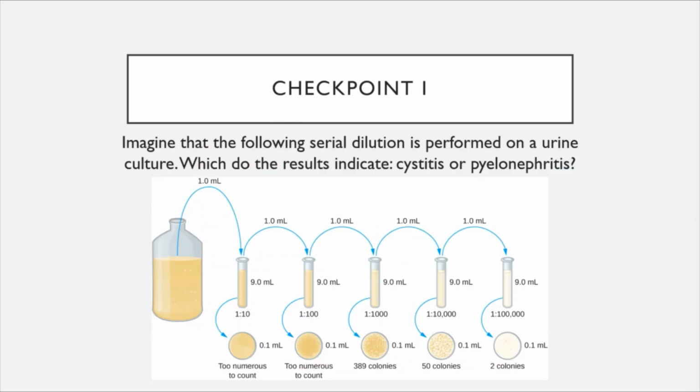So now let's take a look at a checkpoint. What you see here is a cartoon of a serial dilution of an original culture. And imagine that this serial dilution is performed on a urine culture. Which do the results indicate? Do they reach the threshold for cystitis, or do they reach the threshold for pyelonephritis? What you want to look at is this last serial dilution, the one that has 2 colonies here on the plate. Calculate what the concentration is per milliliter, and then determine whether or not that counts as cystitis or pyelonephritis.